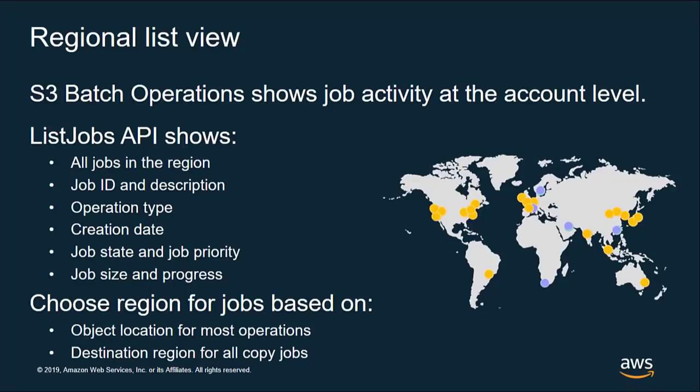And then when choosing the regions, we touched upon this briefly, you want to choose the same region as where the objects are for every operation except for copy. And in copy, just think about where the destination region is for that copy. So if it's the same region for a copy operation and the objects are being copied to the same bucket or a different bucket in the same region, not much to think about there. But if you are copying to a different region, think about what that destination region is and specify the region accordingly.